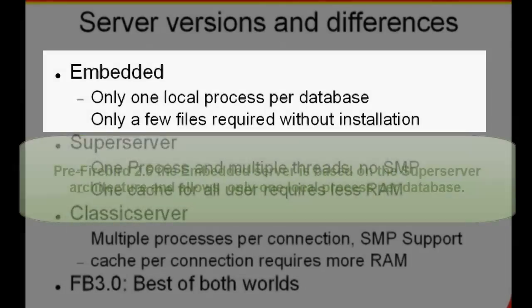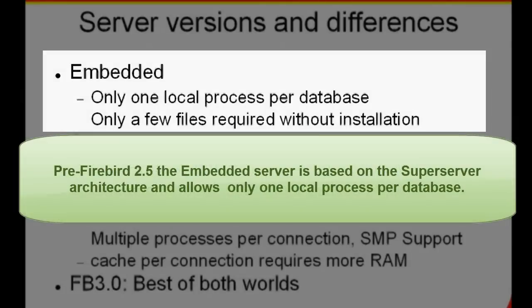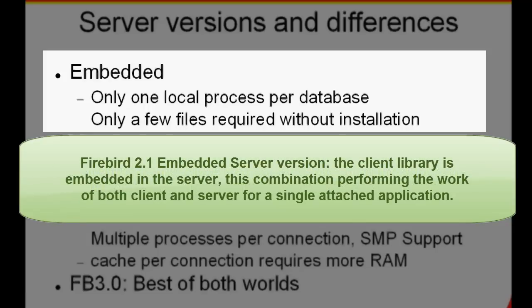Before Firebird 2.5, the embedded server was based on the Super Server architecture and allowed only one local process per database, which of course means that it is unsuitable for a web server. The Firebird 2.1 embedded server version provides a useful enhancement. The client library is embedded in the server, this combination performing the work of both client and server for a single attached application.